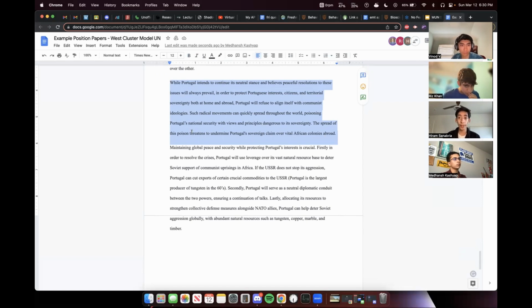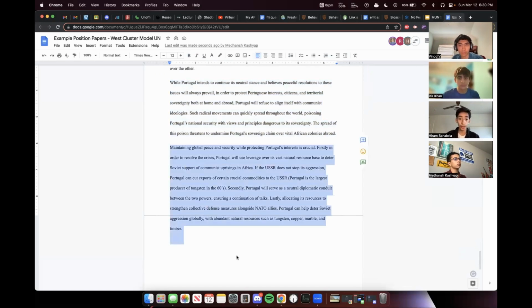And then in the last paragraph, I try to explain what Portugal's solutions are and how it could contribute to such solutions. I share that I've done my research in regard to Portugal and its natural resources in the 60s, its stance at the time, and any allies it might have made use of in order to further these goals.